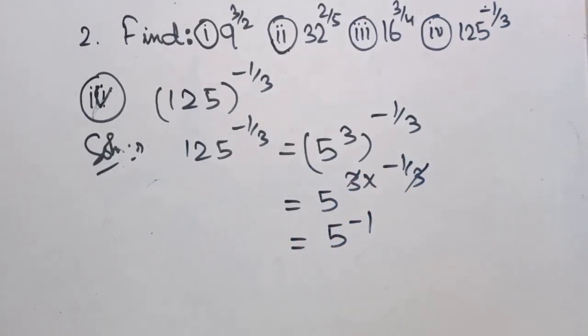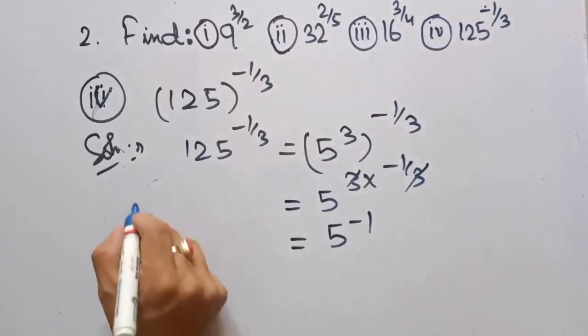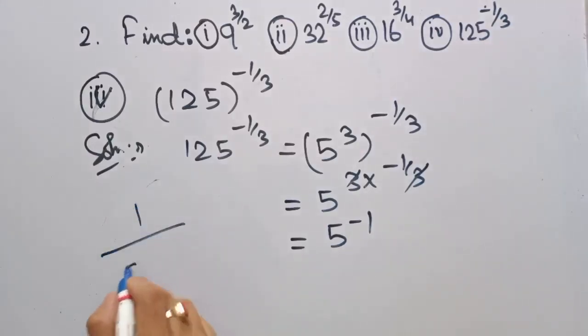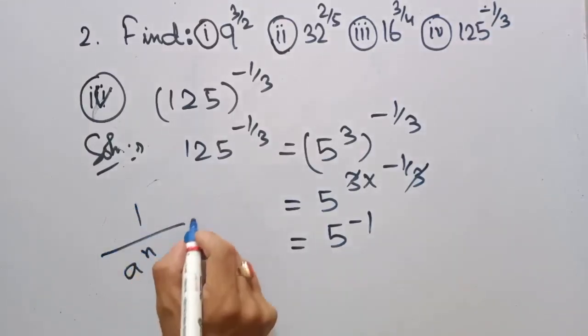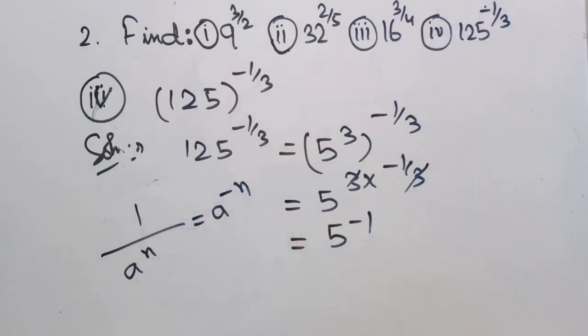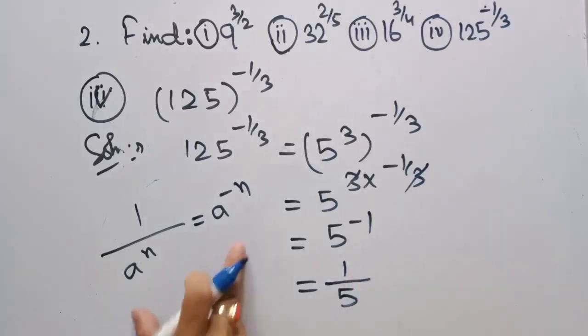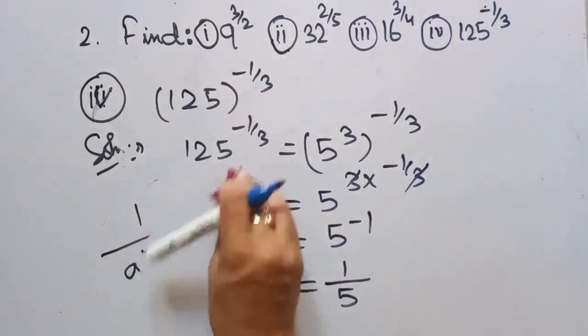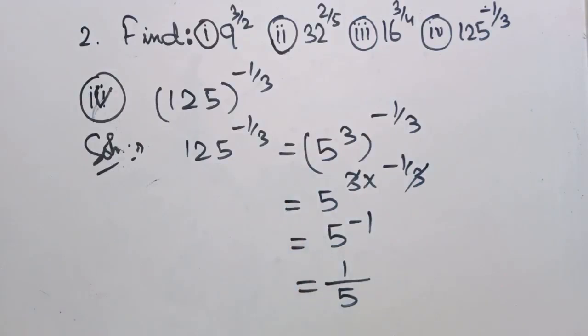Here we have to remember one of the laws of exponents, that is 1 by a to the power n is equal to a to the power minus n. So 5 to the power minus 1 can be written as 1 by 5. According to this law of exponents, the required answer to Roman number 4 is 1 by 5.